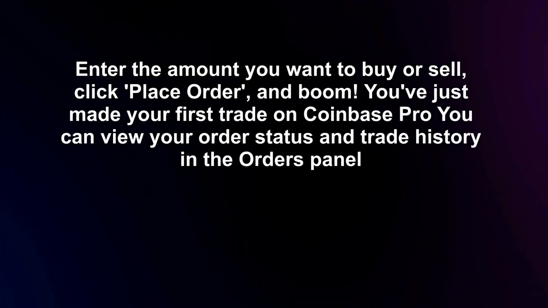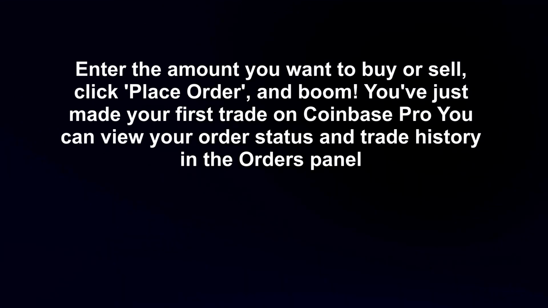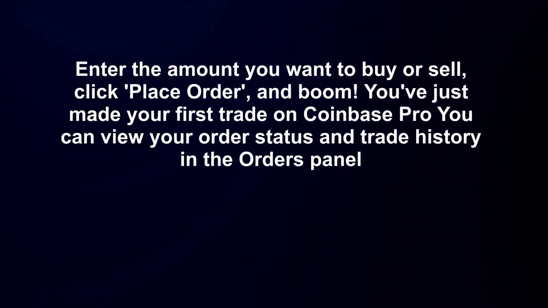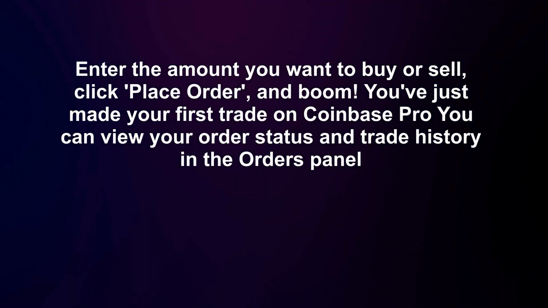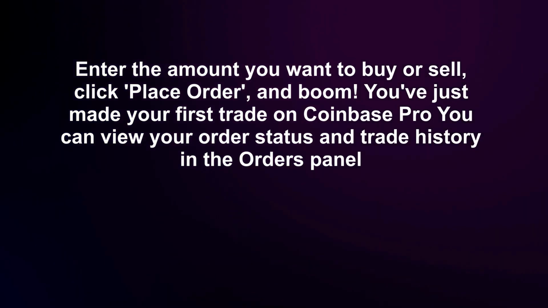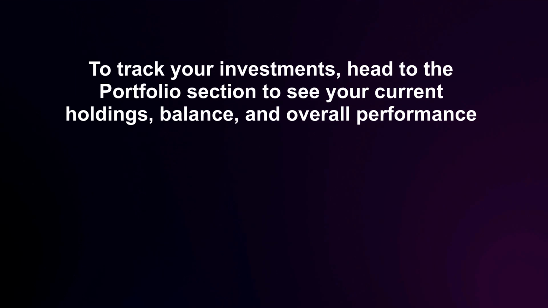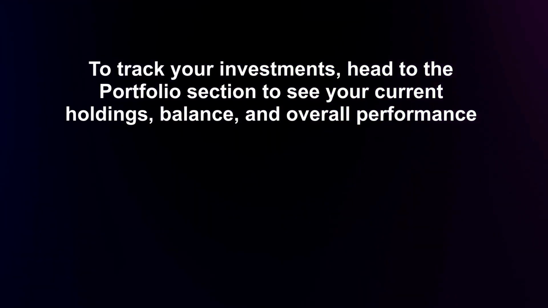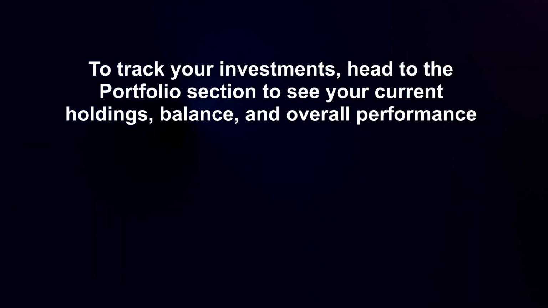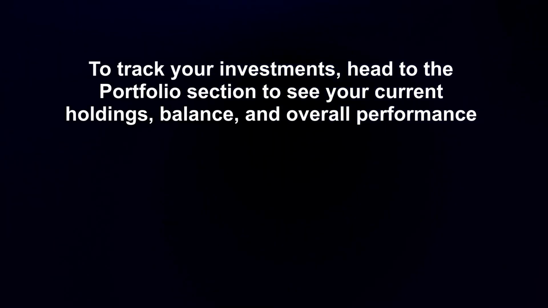Enter the amount you want to buy or sell. Click place order, and boom, you've just made your first trade on Coinbase Pro. You can view your order status and trade history in the orders panel. To track your investments, head to the portfolio section to see your current holdings, balance, and overall performance.